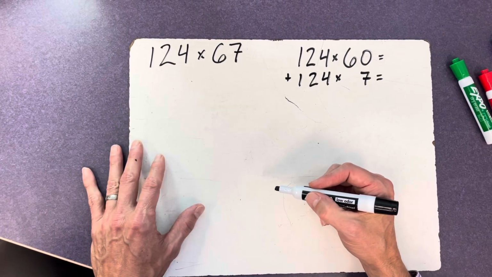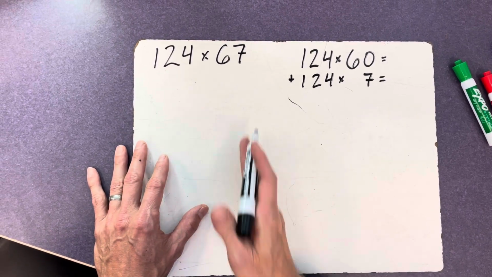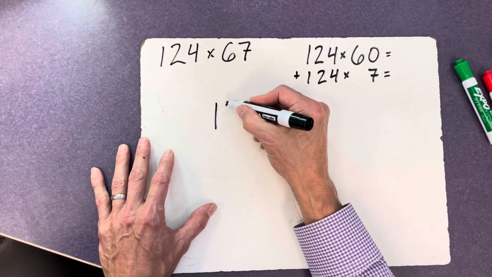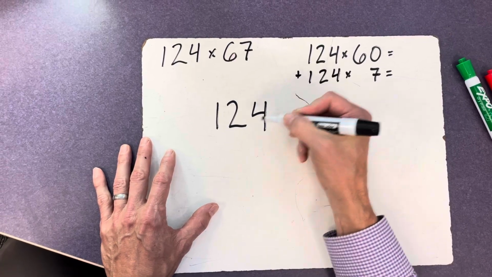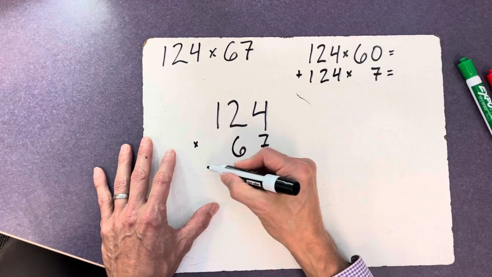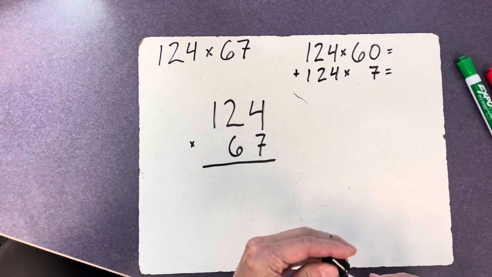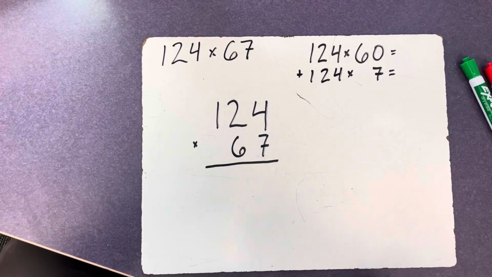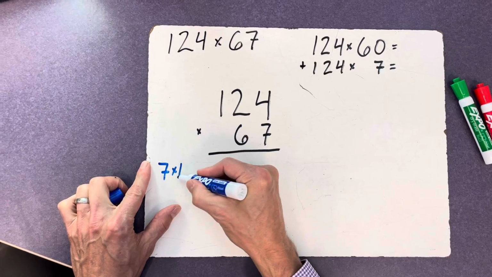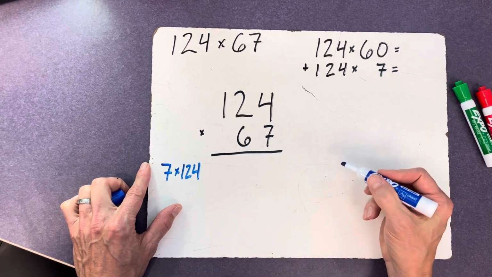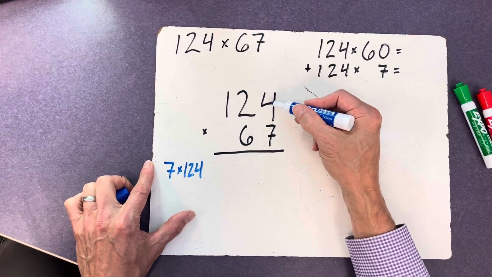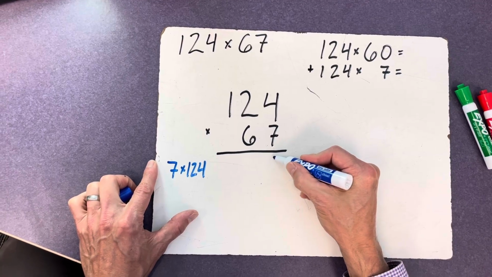Now, when you're doing multiplication, you line your digits up on the right. So I'm going to write this right down here. 124 times 7. So let's do 7 first. Our first line, I'm going to do this in blue, is 7 times 124. Now, in order to multiply that, I'm going to take 7, multiply it by 4, and that is 28.